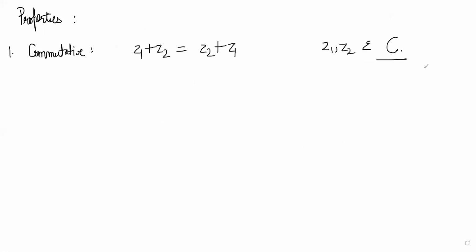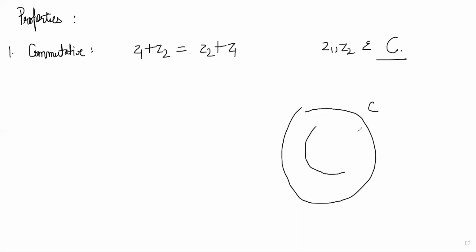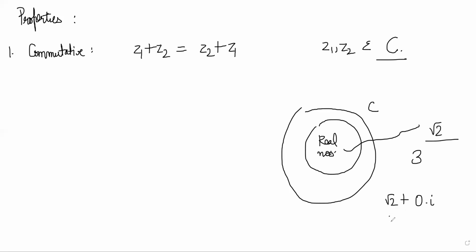The set of complex numbers is written by the symbol capital C. And you will realize that the set of complex numbers is the superset and real numbers are inside. Basically, you can say that all real numbers are complex numbers, because √2 is a real number or 3 is a real number. You can always write √2 as √2 + 0i and 3 as 3 + 0i.